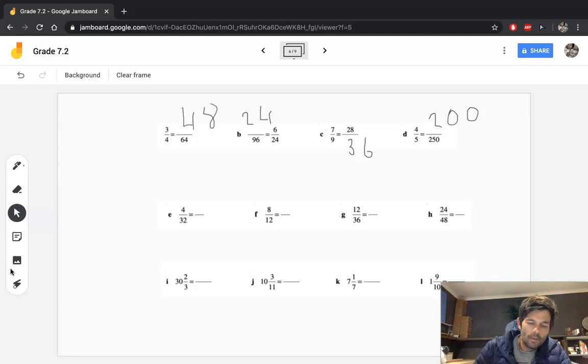Okay, E was simplifying. So I'm looking for the highest common factor, which we spoke about last week. For 4/32, 4 goes into 4 once, and 4 goes into 32 8 times. So the equivalent fraction of 4/32 is 1/8. What number is the highest common factor of 8 and 12? It's 4. So 4 goes into 8 twice and into 12 3 times. The highest common factor of 12 and 36 is 12. So 12 goes into 12 once and into 36 3 times.